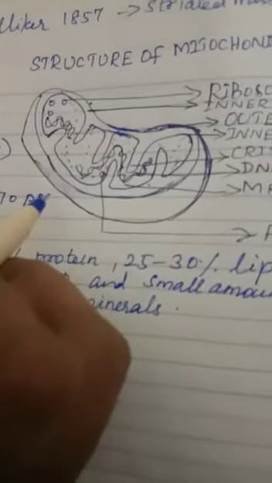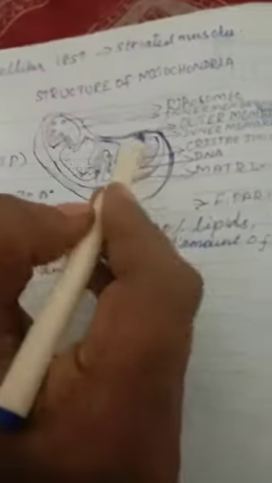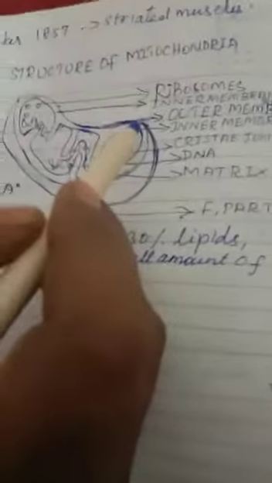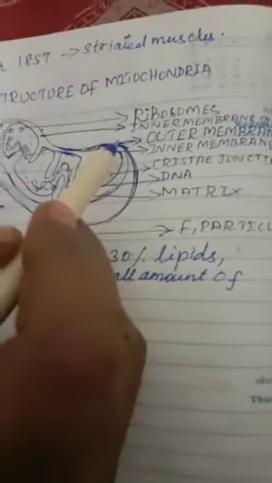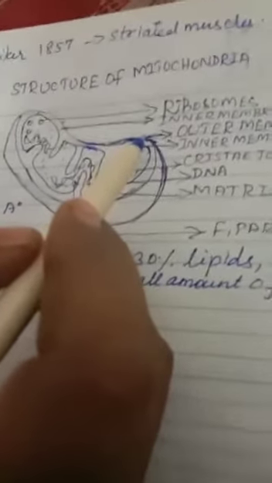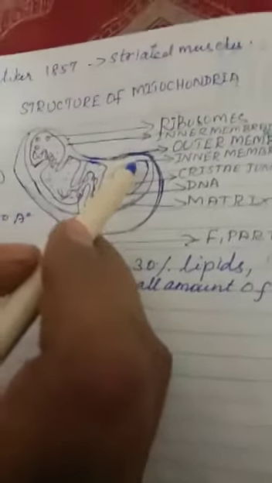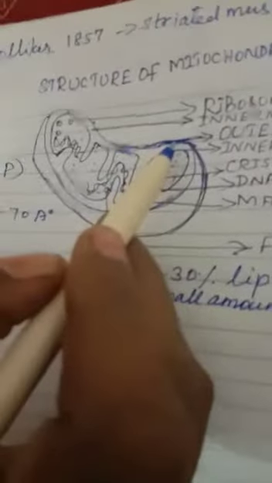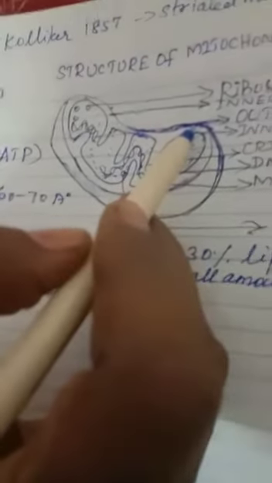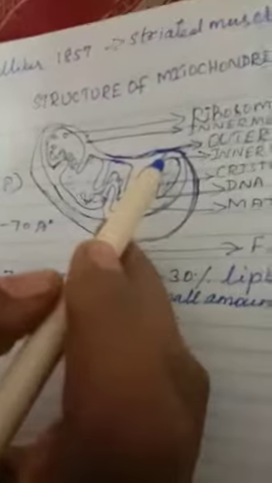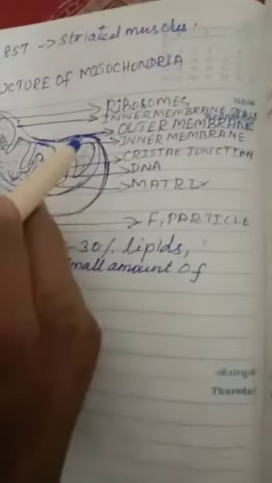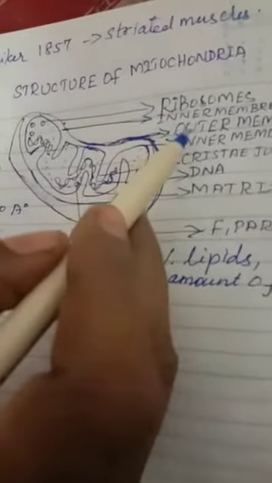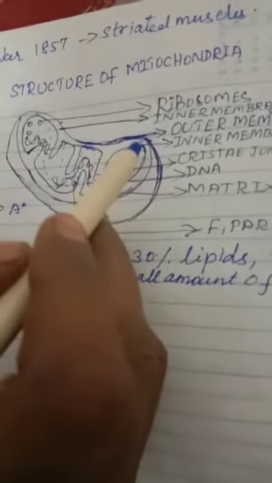The outer mitochondrial membrane is very smooth and freely permeable to small molecules. So it allows molecules to go inside the mitochondria. This outer membrane allows all molecules, so the outer membrane is called a freely permeable membrane.